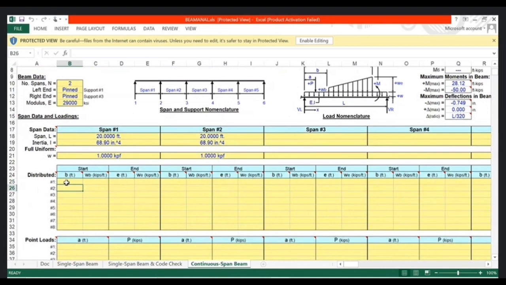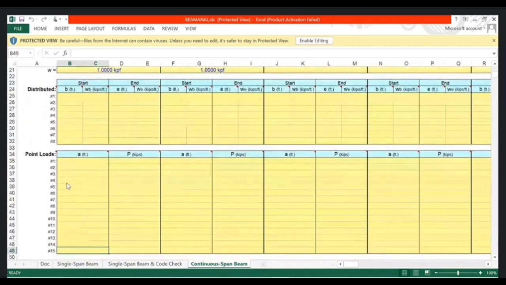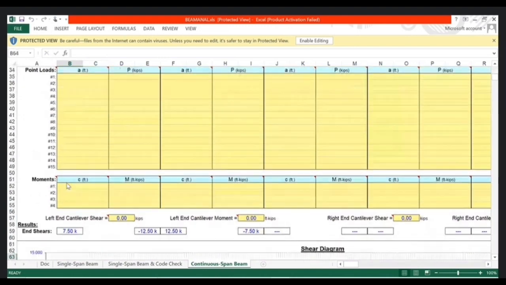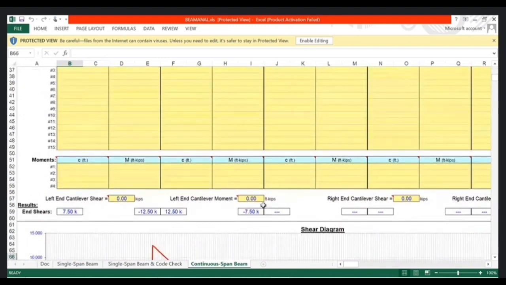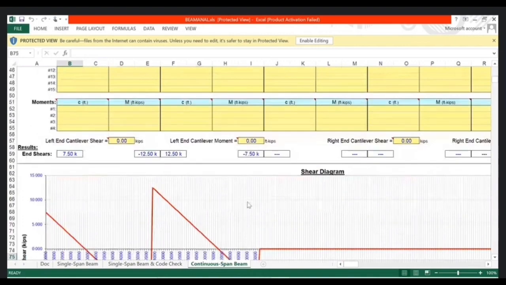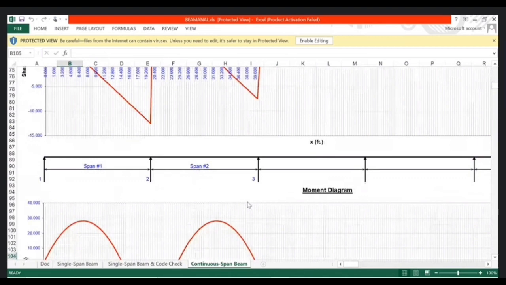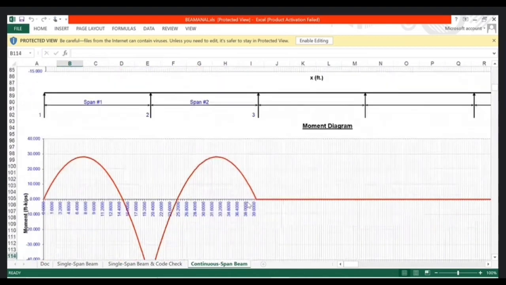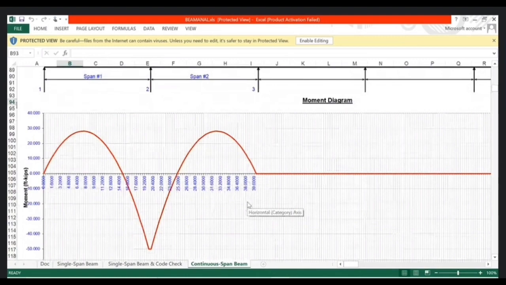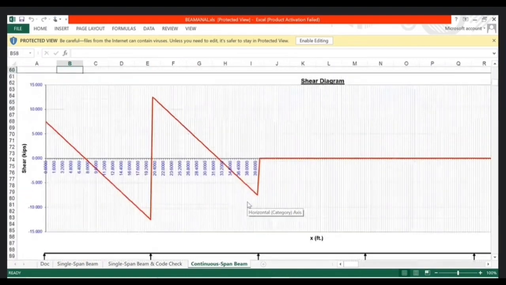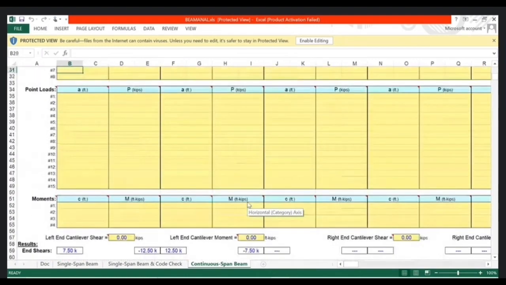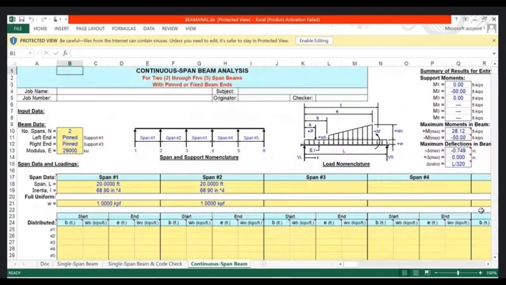Here is the point load, here is the moment, and here we can see the results like end shears and end moments, and here we can draw our shear force diagram as well as bending moment diagram. We can see here this one is the shear force and this one is the bending moment diagram for the continuous beam. And the load we can put on that beam is like this. Here is one section provided, so we can see how we can put our loads.